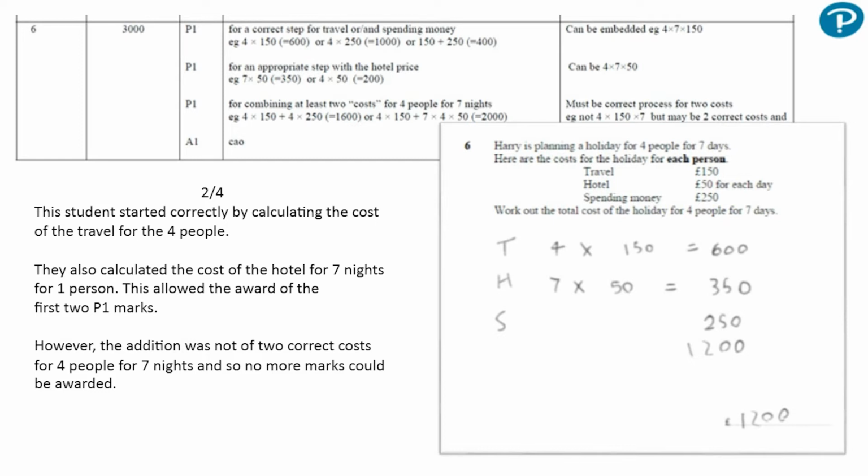It's because that hotel, yes, it's because it's the cost of 4 people, not 1. That makes sense? I'm hoping it does.